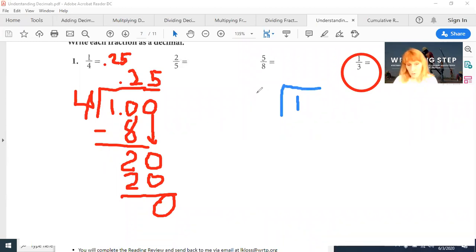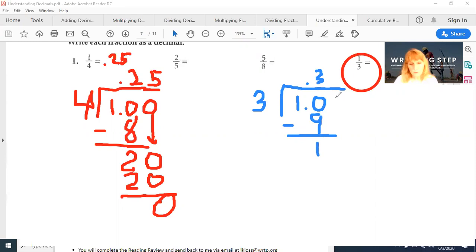So the top number is always on the inside. So how many 3s go into 1? None. So we put a decimal and a 0. And we put the decimal place up here as well right away. So how many 3s go into 10? 3. 3 times 3 is 9. 10 minus 9 is 1.